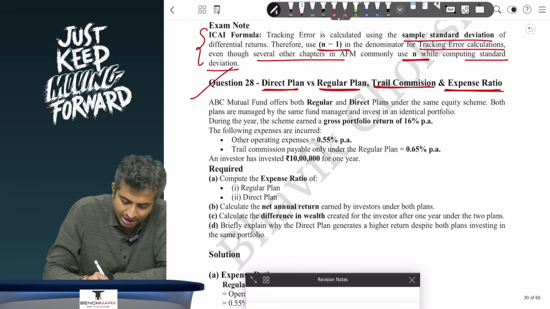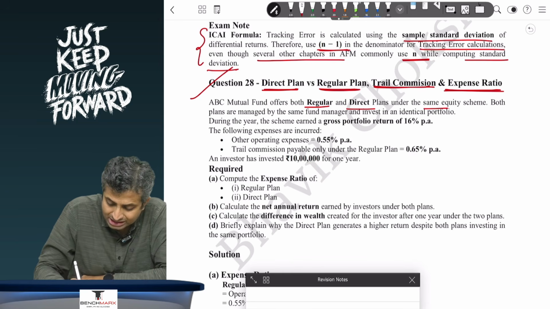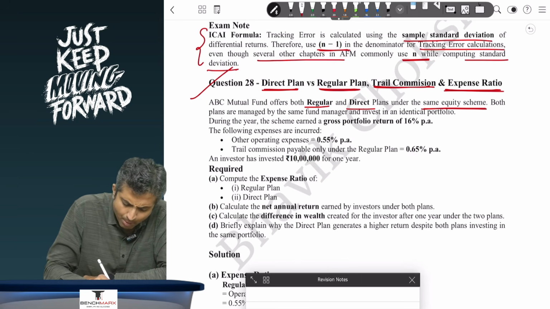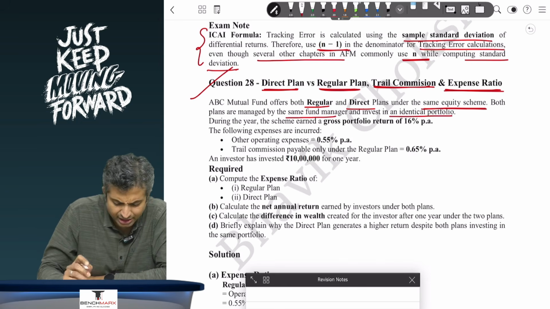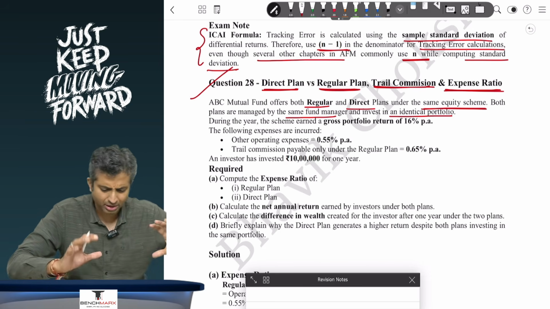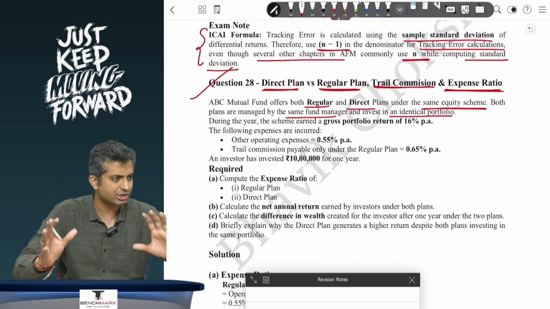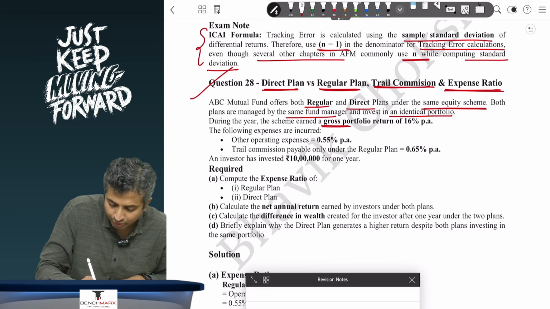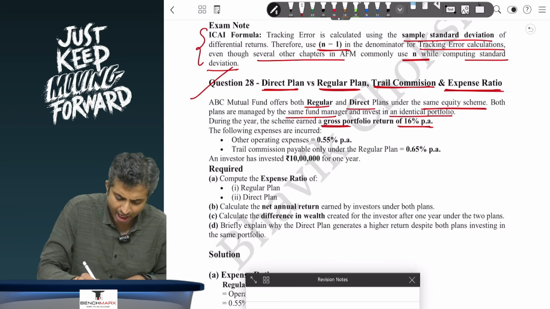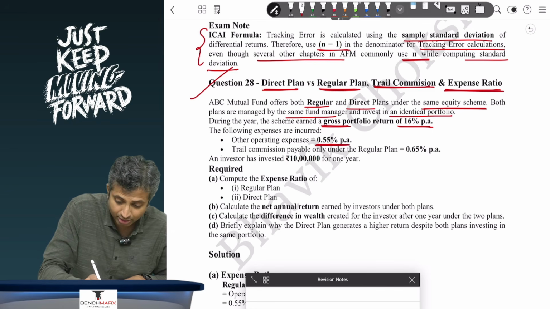So question 28. ABC mutual fund offers regular and direct plans under the same equity scheme. Both these plans are managed by the same fund manager and invest in an identical portfolio. Maybe 20 crore is the total money in the direct, as well as 80 crores coming from regular. So that manager manages the entire 100 crores together. During the year, the scheme earned a gross portfolio return of 16%, and the following expenses were incurred. Well, there were other operating expenses of 0.55%, and there is a trail commission.